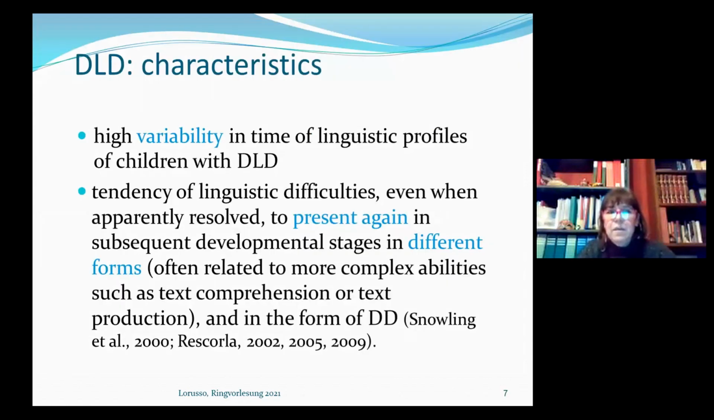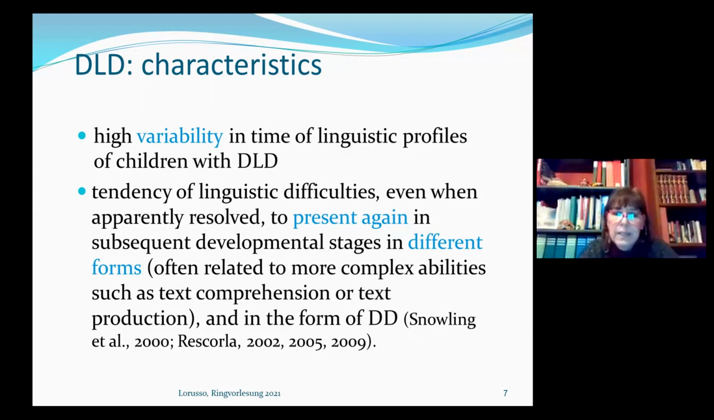The characteristics of the population with developmental language disorder is especially linked to its high variability in time of the linguistic profiles of these children. So the language difficulties that you detect and describe at a certain age, even when they are apparently resolved, maybe through training, are very likely to present again in a subsequent developmental stage in possibly very different forms.